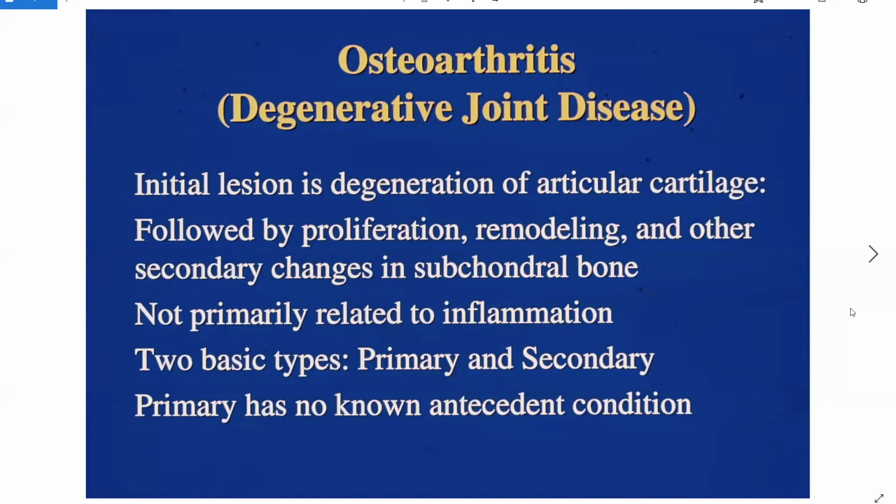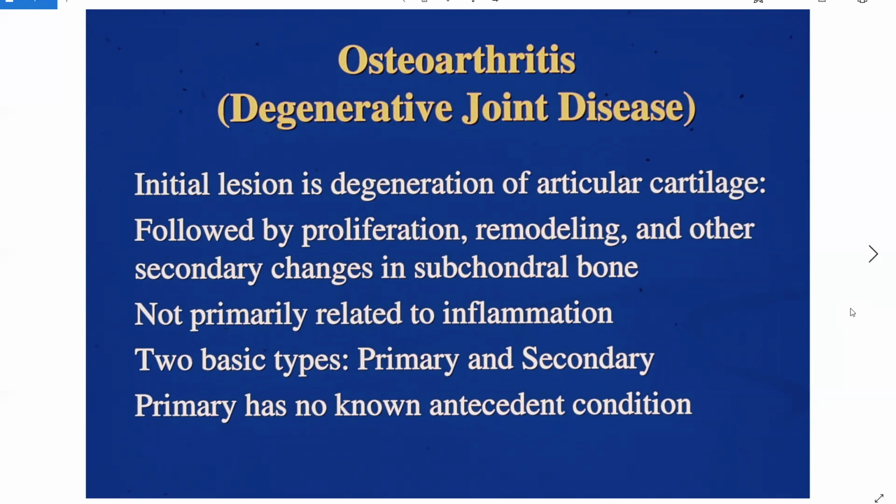The most common degenerative joint disease is osteoarthritis. The initial lesion is a degeneration of the articular cartilage. This is followed by proliferation, remodeling, and other secondary changes in the subchondral bone, hence the name osteo. In late cases, this may be the most prominent aspect of the disease. It is not primarily related to inflammation.